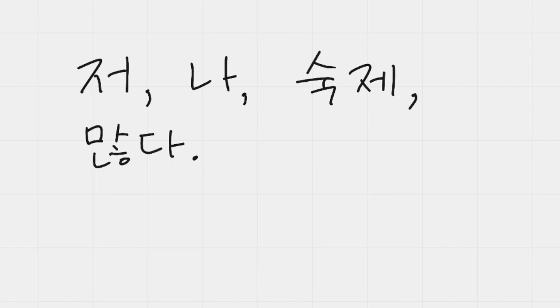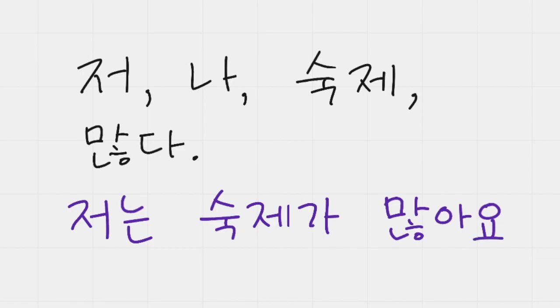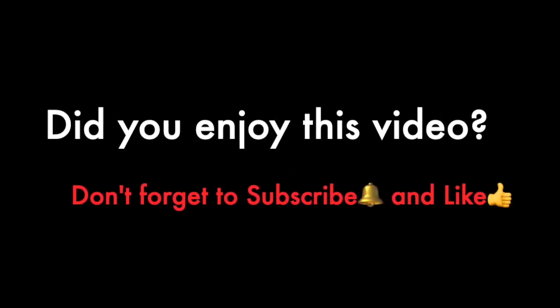Alright. Polite form. 저는 숙제가 많아요. 저는 숙제가 많아요. I have a lot of homework. Casual. 나는 숙제가 많아. 나는 숙제가 많아. Okay.